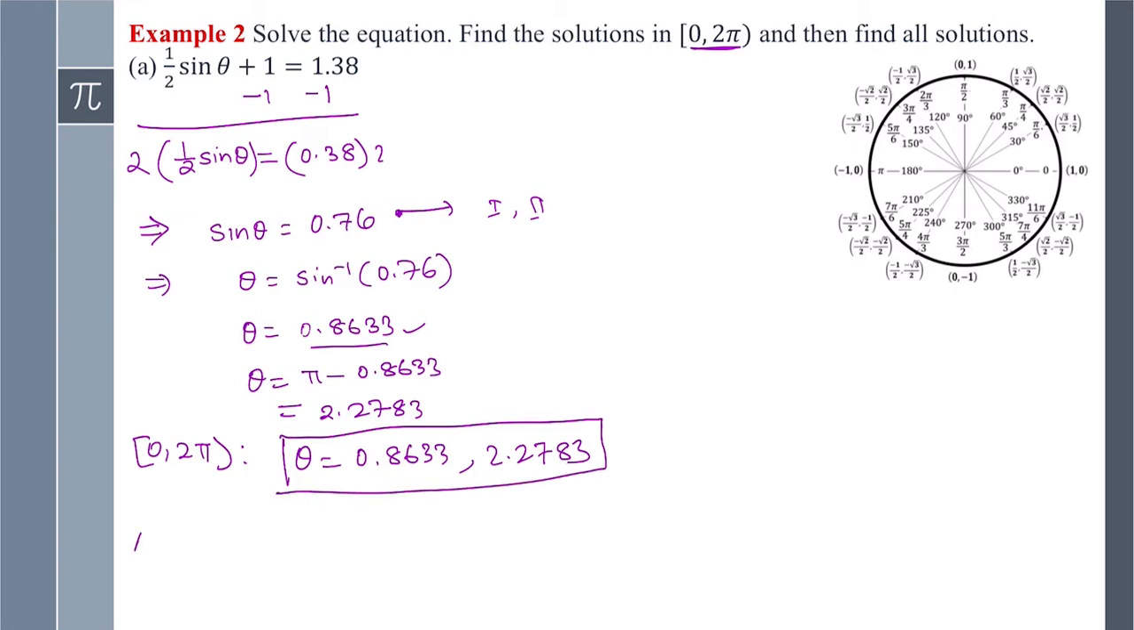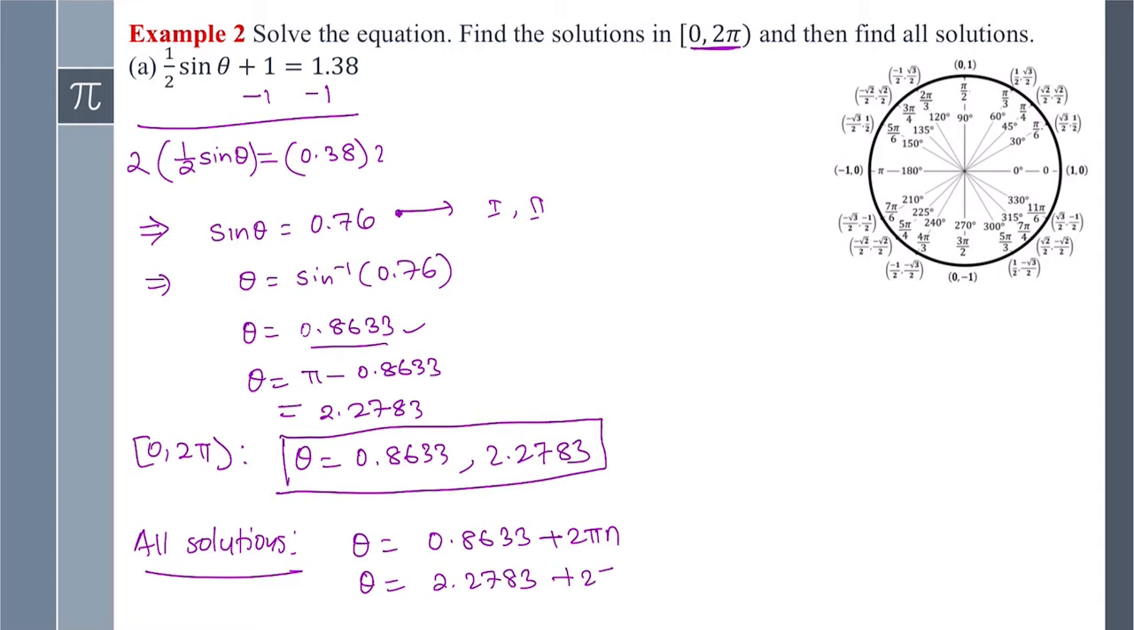Now, to write all solutions, theta equals, we just do the same thing that we did earlier: 0.8633 plus 2 pi n, and the other one is 2.2783 plus 2 pi n, where n is an integer.